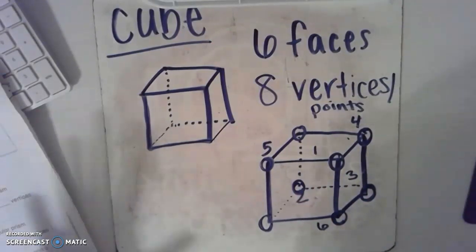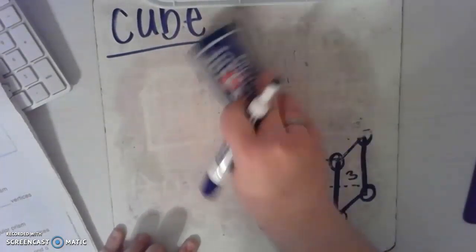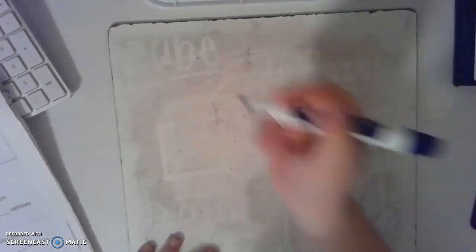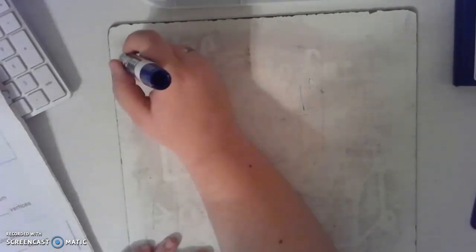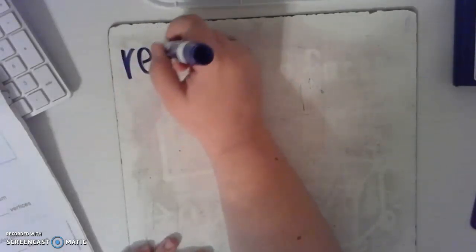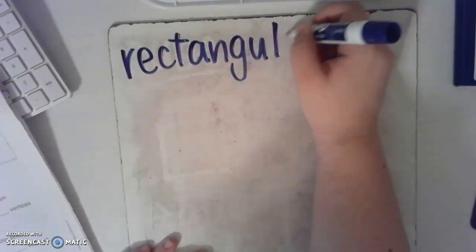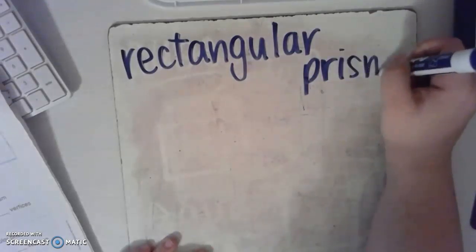Okay, so now that we have this, this was just practice. You can keep practicing your cubes after this. But now I'm going to show you how to draw a prism. A rectangular prism. A rectangular prism is a really long word. Rectangular prism. So sometimes we just like to say prism.